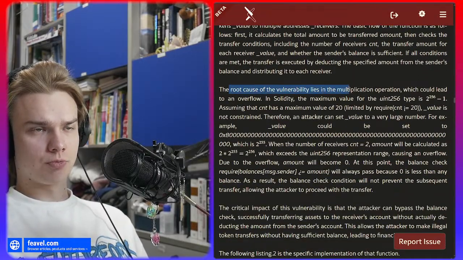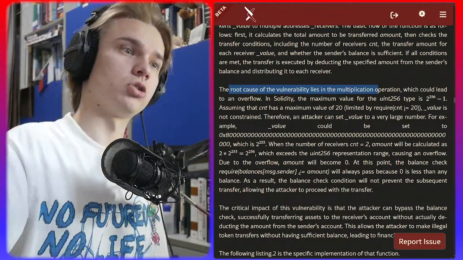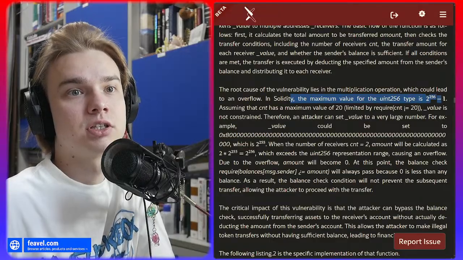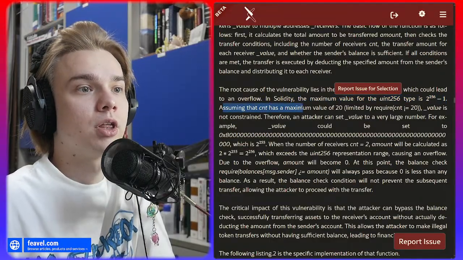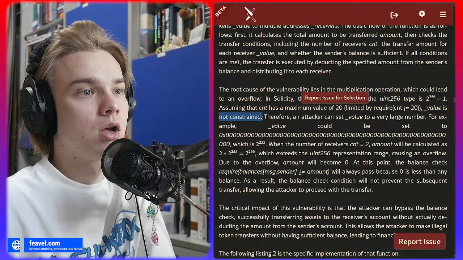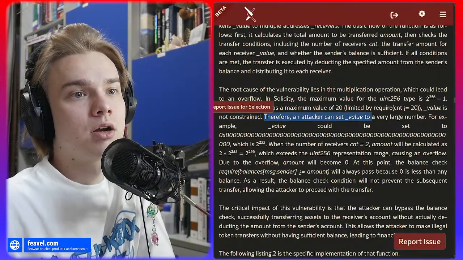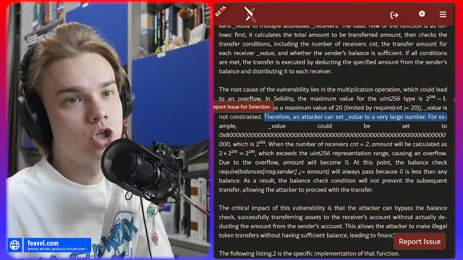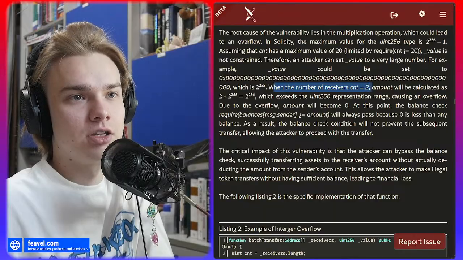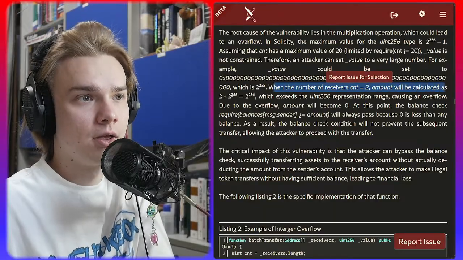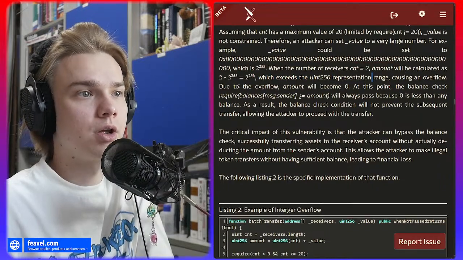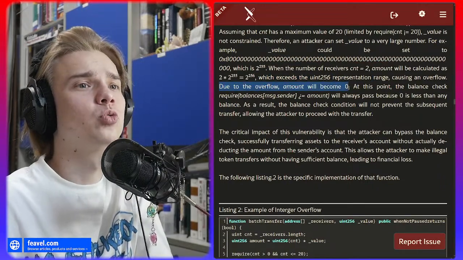The root cause of the vulnerability lies in the multiplication operation, which could lead to an overflow. In Solidity, the maximum value for the uint256 type is 2 to the power of 256. The value is non-constrained. Therefore, an attacker can set the value to a very large number. For example, when the number of receivers is 2, the amount will be calculated as a value which exceeds the uint representation. Due to the overflow, the amount will become 0.